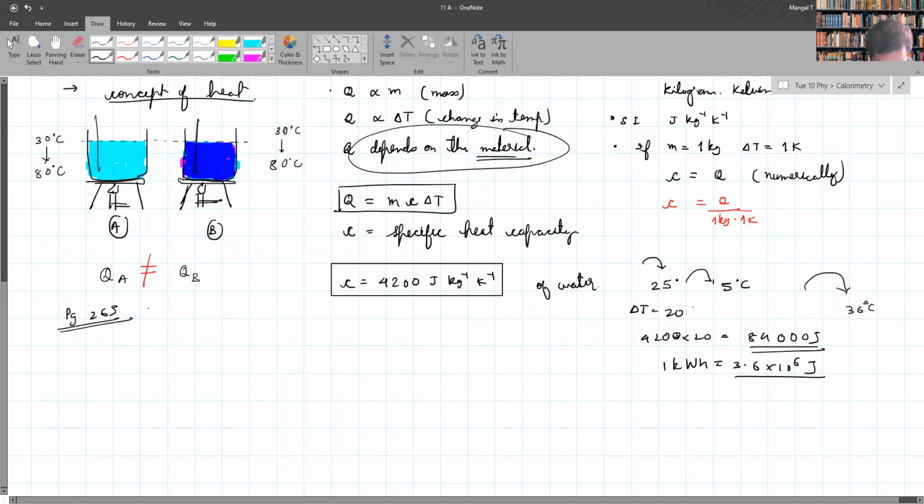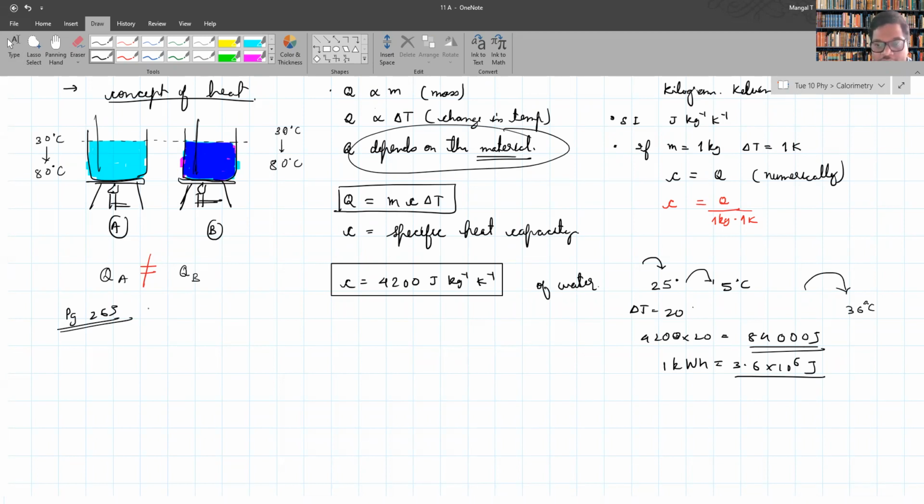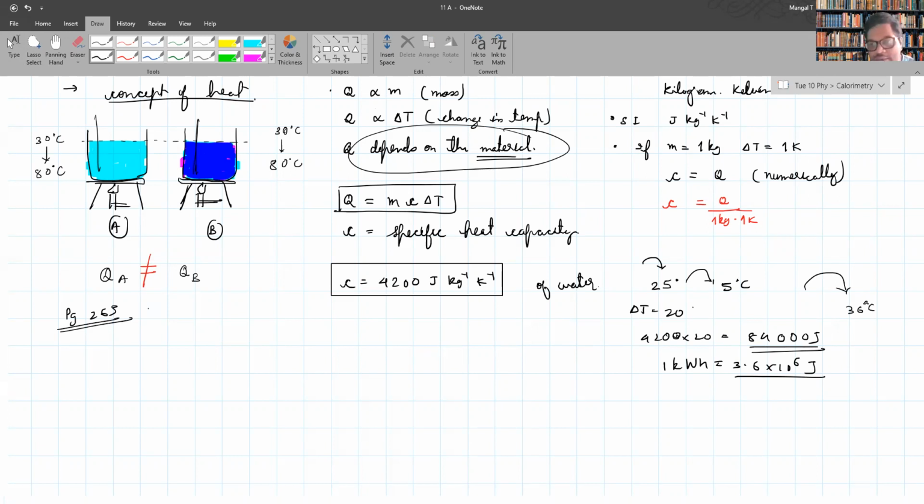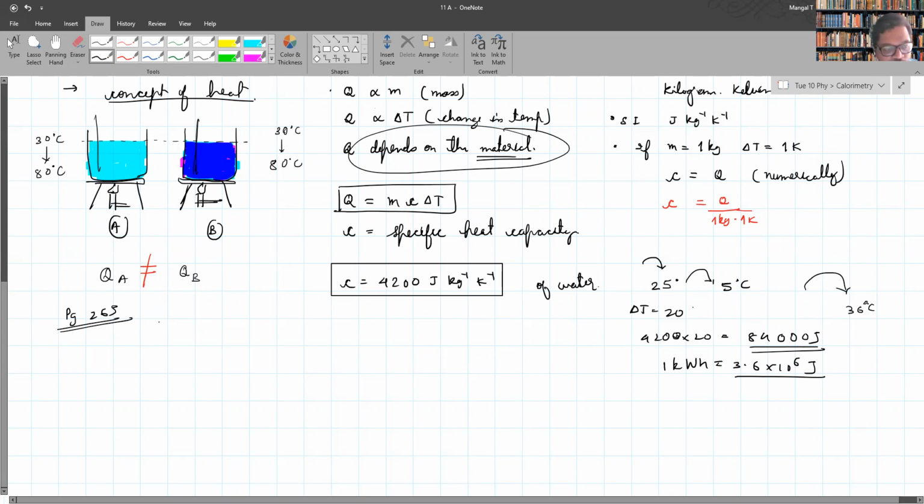So for example, lead, it is 130. If you supply 130 joules to 1 kg of lead, the temperature will go up by 1 degree. And the same with copper. Copper is around 399. So if you supply that many joules for 1 kg of copper, the temperature will go up by 1 degree Celsius. Okay, so this is specific heat capacity.